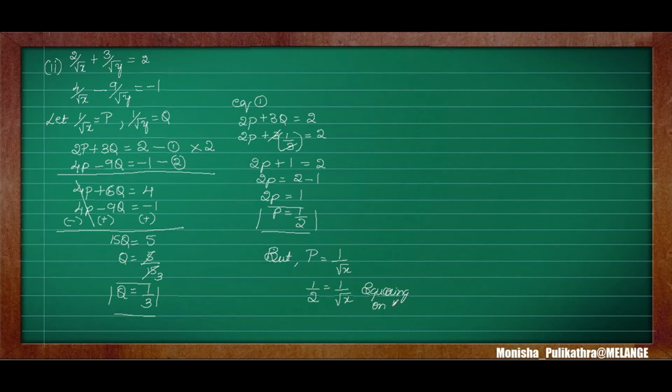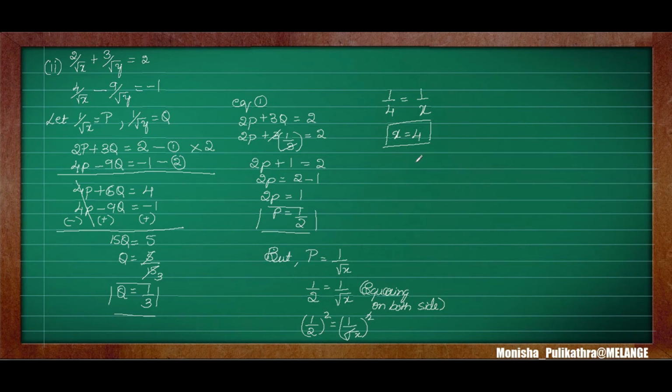Squaring on both sides. So 1 by 2 whole square is equal to 1 by root x whole square. When you square it, the root and the square cancel each other. So 1 by 2 square means 1 by 4, because 1 square is 1 and 2 square is 4, is equal to 1 by x. So when we take the reciprocal, x is equal to 4. So the value of x is 4.